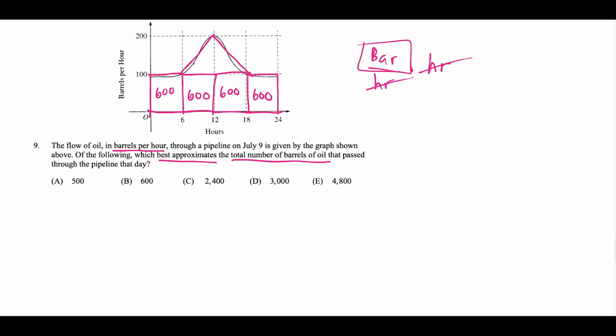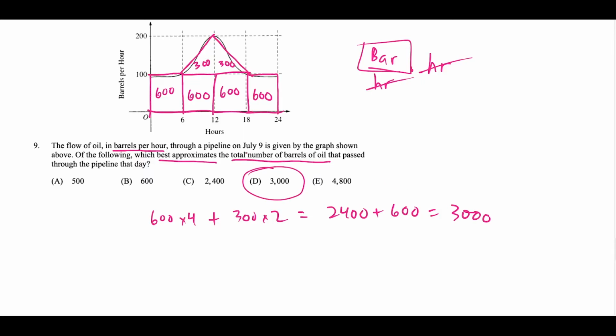So if we cut it in half, this piece is going to be 300, and this piece is going to be 300. So what we have is 600 times 4 plus 300 times 2. So this works out to 2400 plus 300 times 2, which is 600. So altogether we have 3,000 barrels of oil. Oh, that's our approximation here. So 9 is going to be choice D.